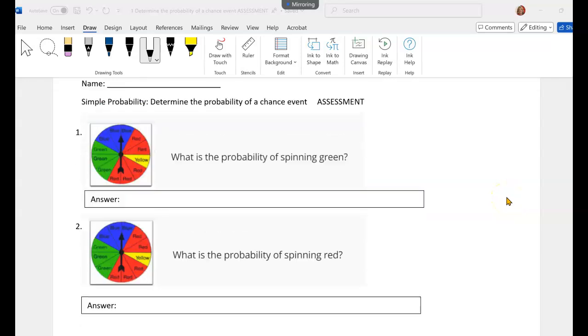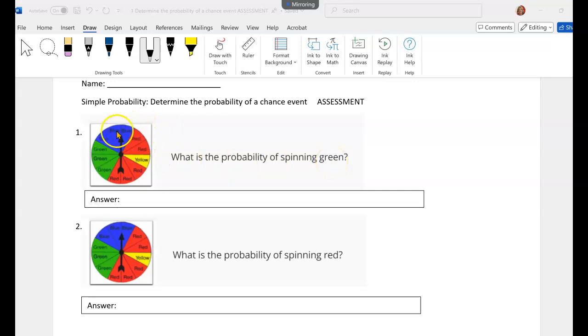All right, we are ready for our assessment over simple probability. Determine the probability of a chance event. Number one, what's the probability of spinning a green?